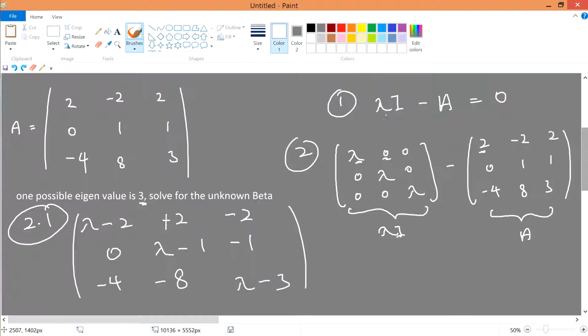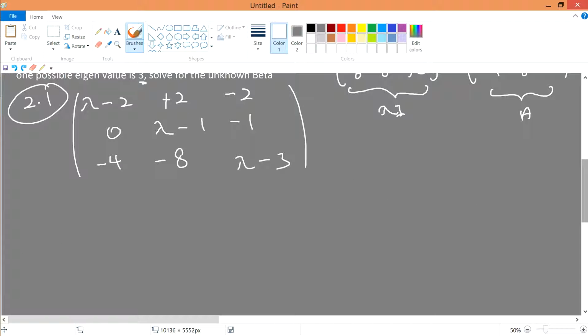The reason is because it's lambda I minus A, right? Lambda I minus A, which is this A. So when it's minus, let's say -2, I have +2 over here. That's the meaning of it. It's just the math, you'll know what I mean when you start doing it.